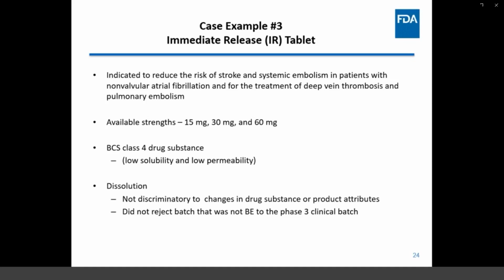The dissolution data contained in the submission was not discriminatory to changes in drug substance or product attributes, and the dissolution method did not reject a batch that was not bioequivalent to the phase 3 clinical batch.